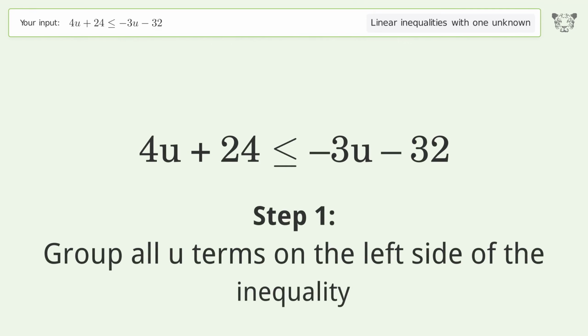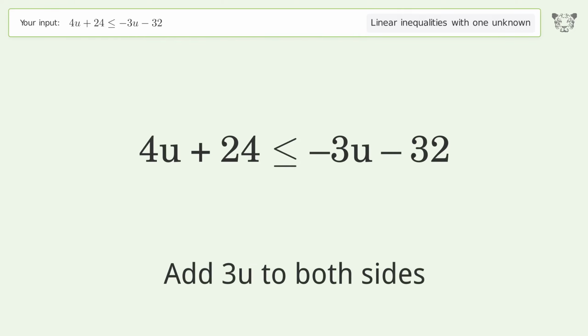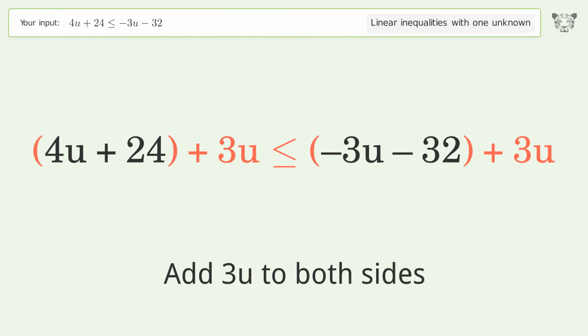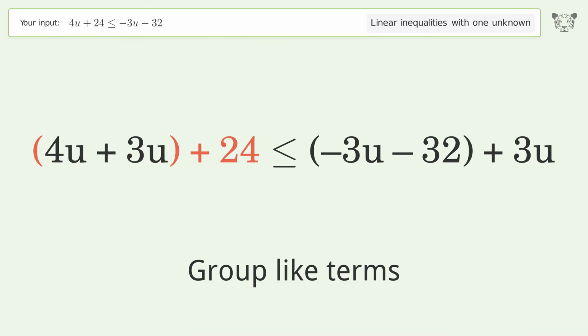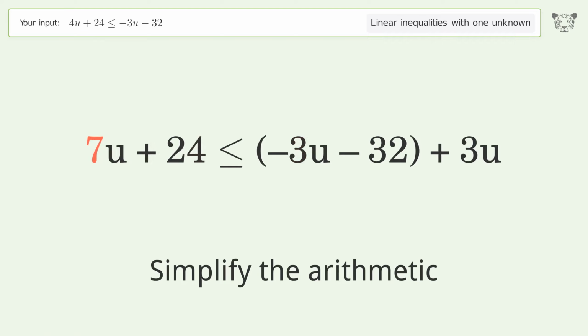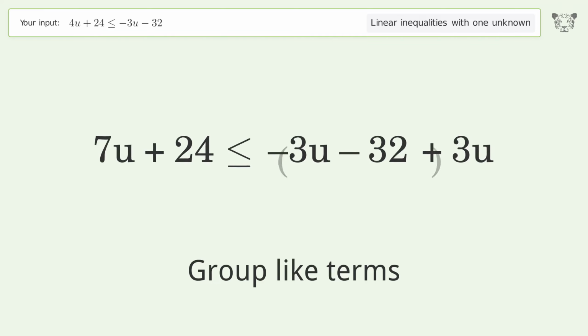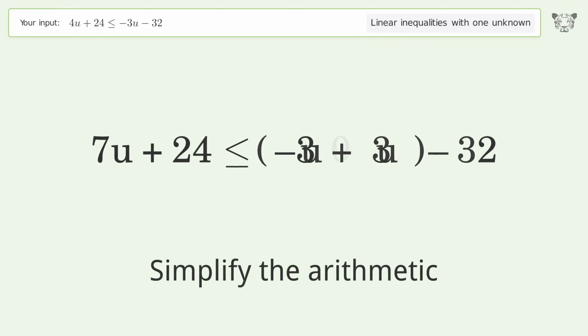Group all u terms on the left side of the inequality. Add 3u to both sides. Group like terms. Simplify the arithmetic. Group like terms. Simplify the arithmetic.